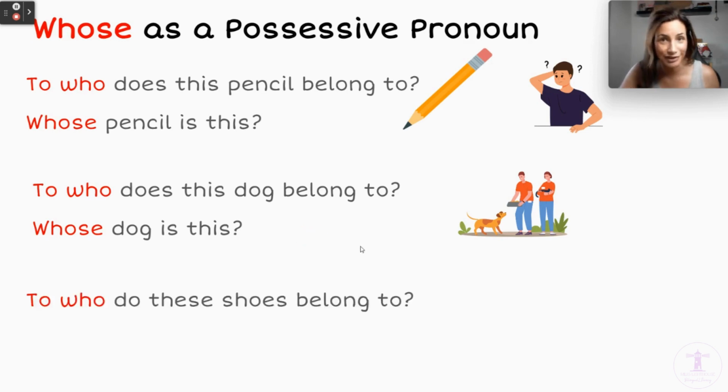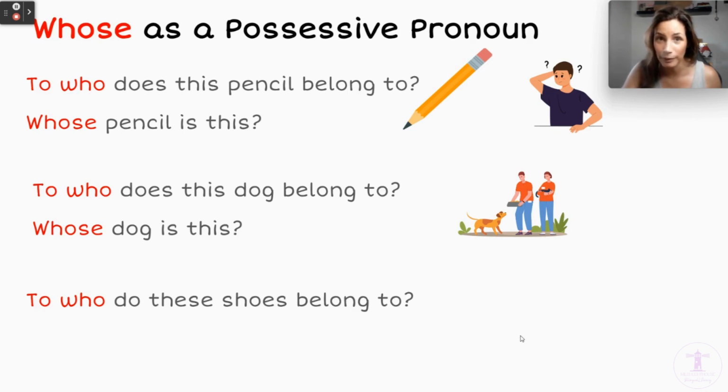Remember the shoes, right? Do you remember the shoes? And they're sitting in the middle of the house. No one knows who they belong to. Somebody needs to pick them up. So we can say, to who do these shoes belong to? Remember these because there's more than one. Okay, to who do these shoes belong to?